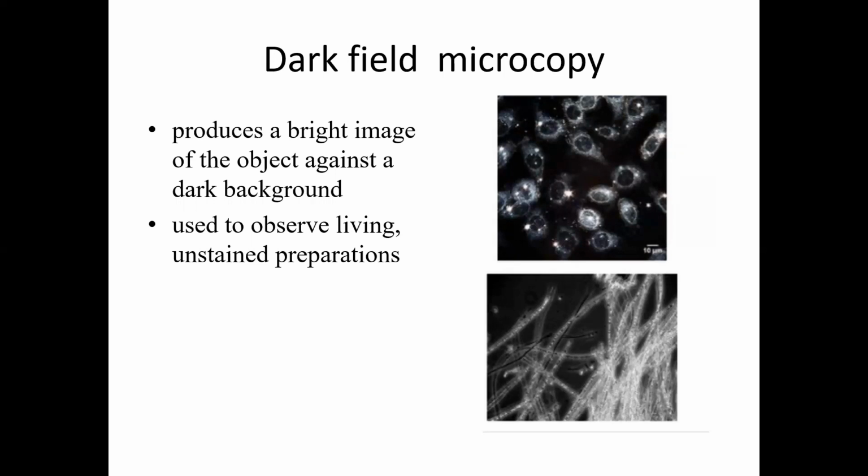So this dark field microscopy can be used to study the living, and unstained preparations can be studied using this type of microscopy. As we can see in the image here, you can see a dark background and illuminating cells which are unstained, and light and illuminating cells can be seen here.